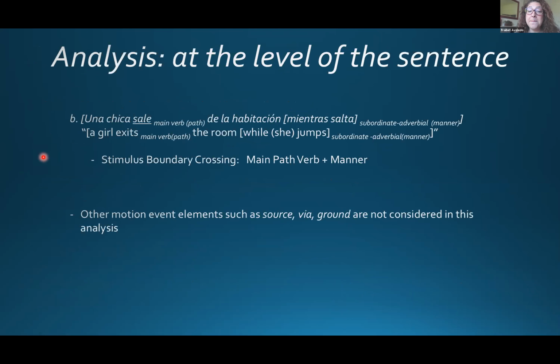Here we have main path verbs that appear with a manner. So far for this analysis, we haven't considered the type of grammatical category or the linguistic element that is used to express this concept, okay? And also, we have not considered for this analysis aspects such as source, via, and ground. So, for example, "de la habitación," the room, will be a source, but this is not considered in this analysis and probably in the future.